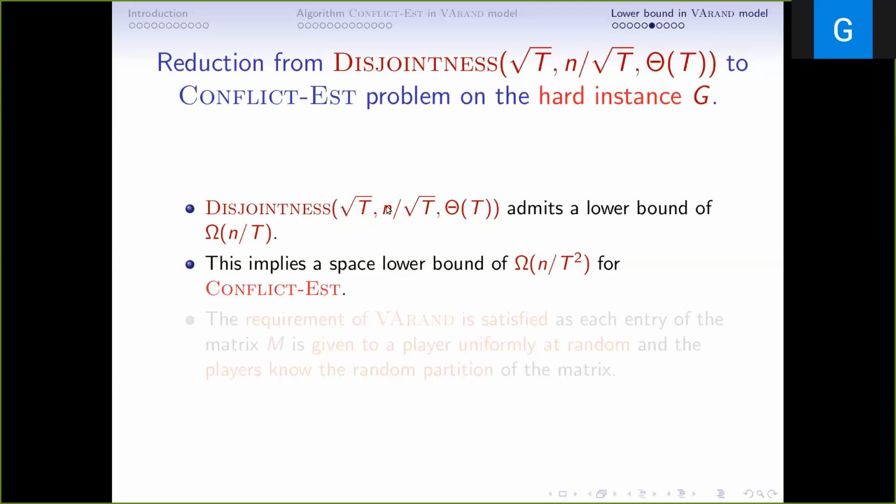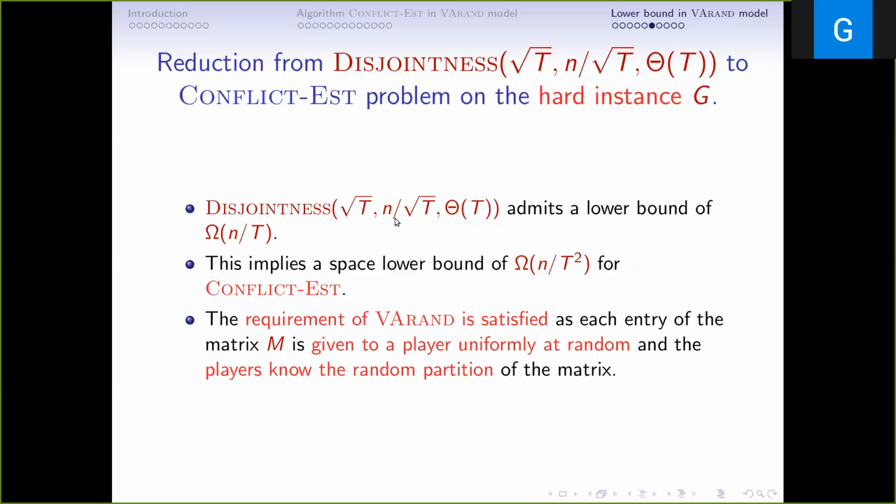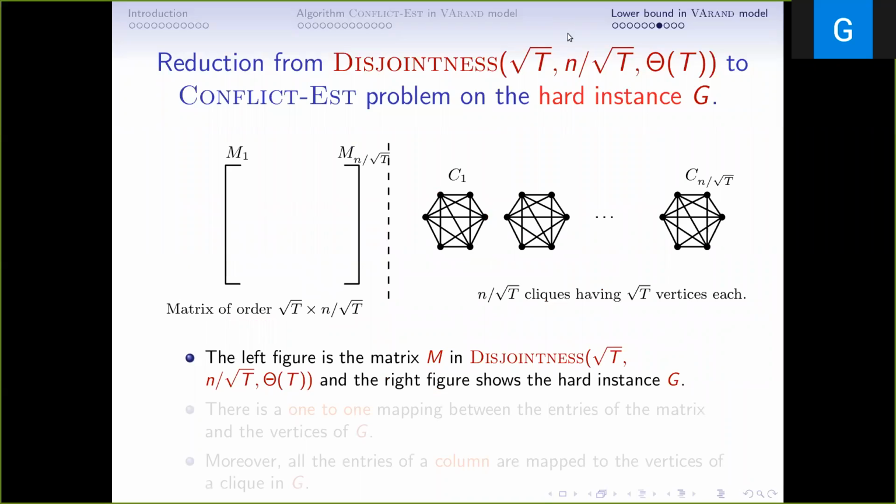Before getting to the reduction, we would like to stress another point: there is a requirement of the vertices in the random order model, that the vertices of the graph will be exposed in a random order. This requirement is satisfied because of two things. First, we are saying that the entries of the matrix are distributed among players uniformly at random, and the players know the random partition of the matrix. Due to these two things, the requirement of random order vertex arrival is satisfied in the reduction. So now it remains to describe the reduction.